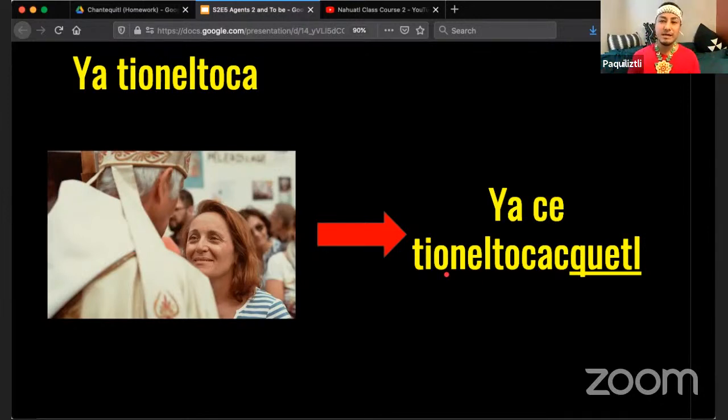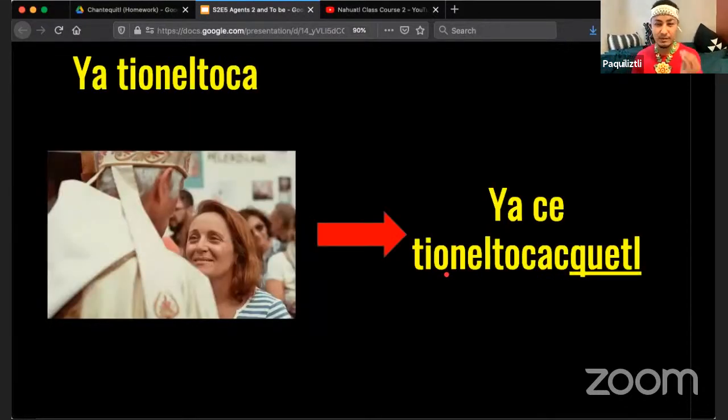And so tio neltoca means believer in a God of some sort. So you can specify what a person believes, because neltoca can take an object. You can put any noun in here and tell me that this person believes this X thing, whatever that thing is.